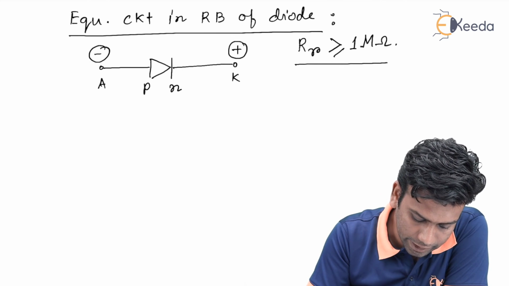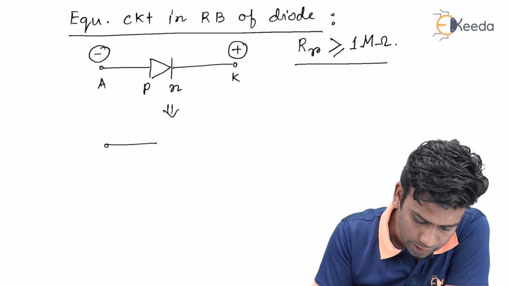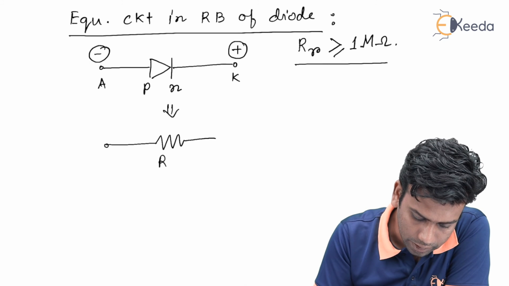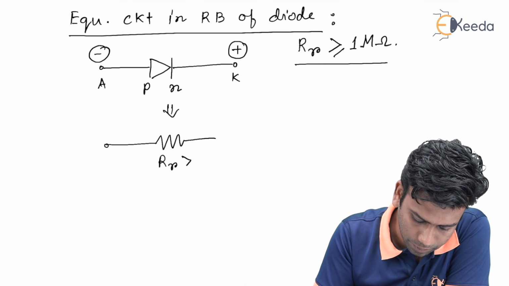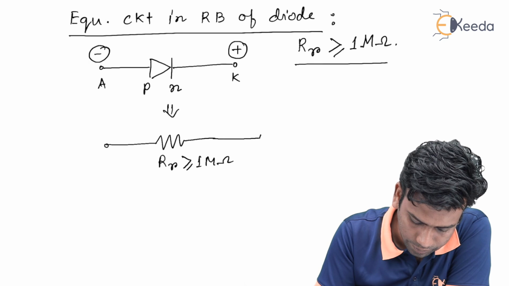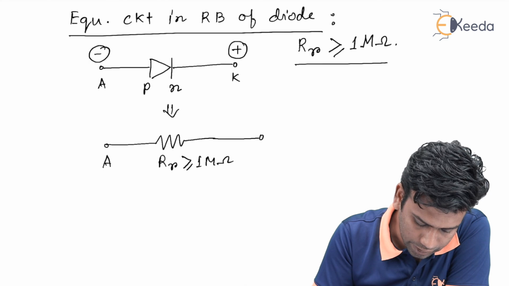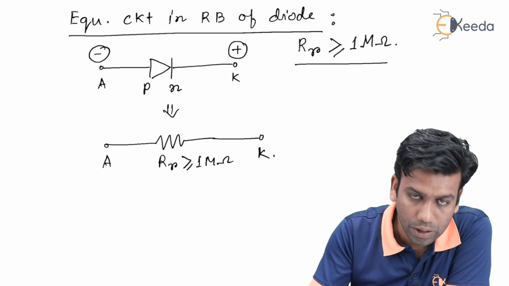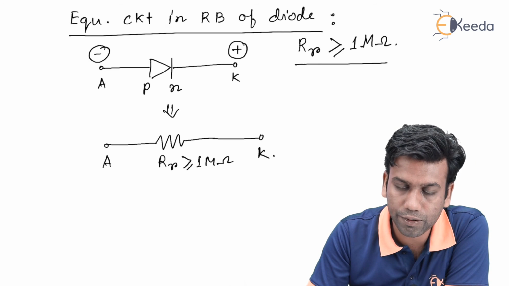So the equivalent circuit can be drawn like this. There will be an anode and only the reverse bias resistance of the order of 1 megaohm, and no voltage drop will be there. So it is the anode and cathode. This is the equivalent circuit of the diode in the reverse bias mode.